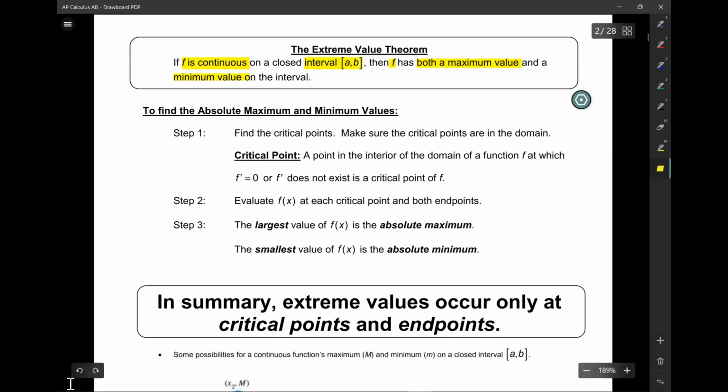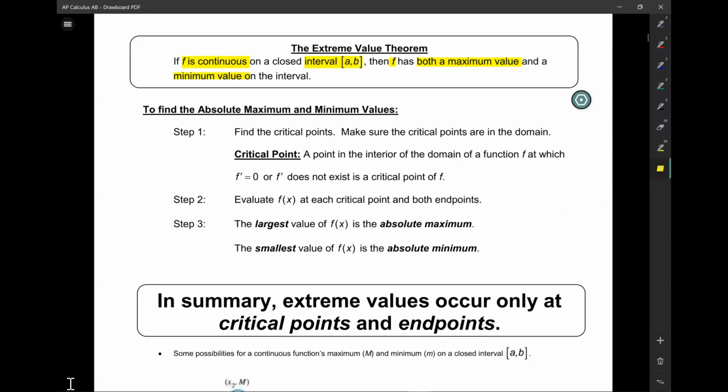Okay, now for the big deal. How to find absolute maximum and absolute minimum values. All right. Step one, you have to find what we call critical points. Now, you also have to make sure that once you find the critical points, they're in the domain. So sometimes you do the math and say, okay, these are the critical points, but then you realize, oh wait, I'm given a totally different domain which doesn't apply here, right? So you have to be careful.